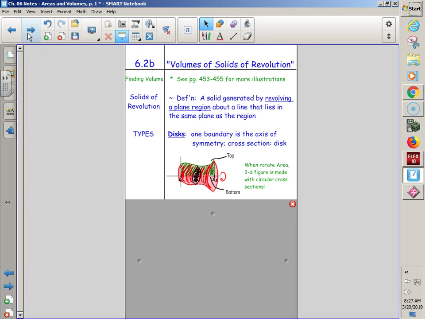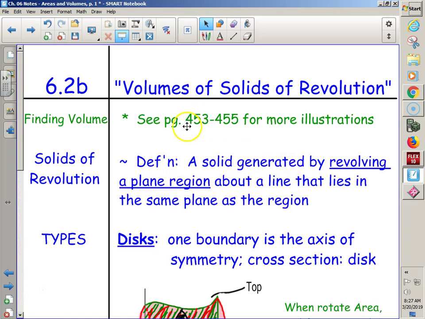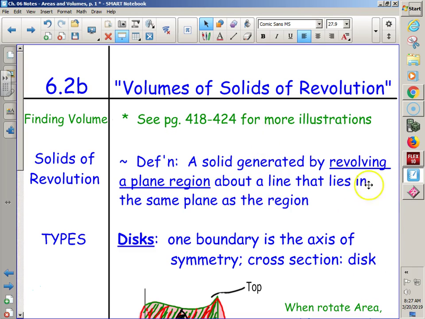All right. Section 6.2b, volumes of solids of revolution. Put those tests away if you have not yet done so. Let's get them out. Our book actually, I think the pages are a little bit different. I think this was from a previous book. So ours is pages 418 to 424. Let's change that real quick. 418 to 424. That was an older version.